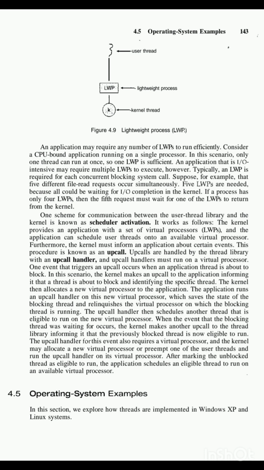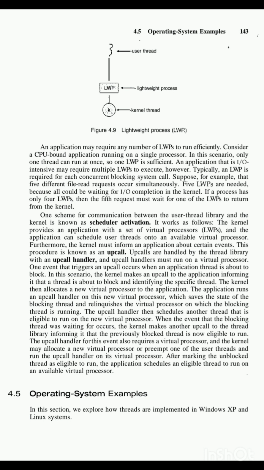One event that triggers an upcall occurs when an application thread is about to block. In this scenario, the kernel makes an upcall to the application, informing it that a thread is about to block and identifying the specific thread. The kernel then allocates a new virtual processor to the application. The application runs an upcall handler on this new virtual processor, which saves the state of the blocking thread and relinquishes the virtual processor on which the blocking thread is running. The upcall handler then schedules another thread that is eligible to run on the new virtual processor.